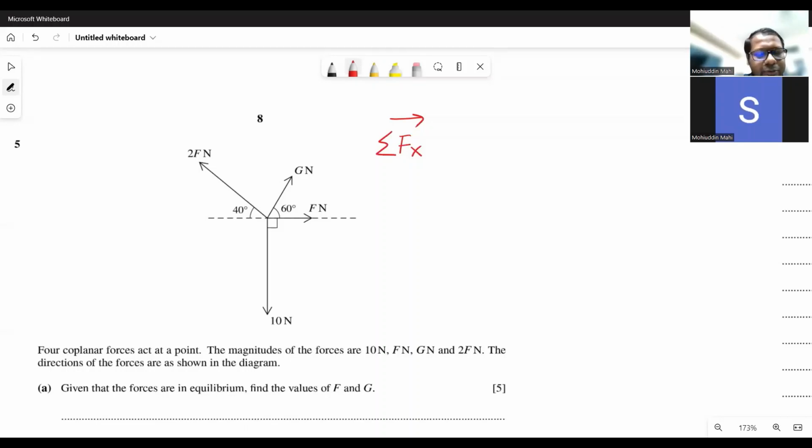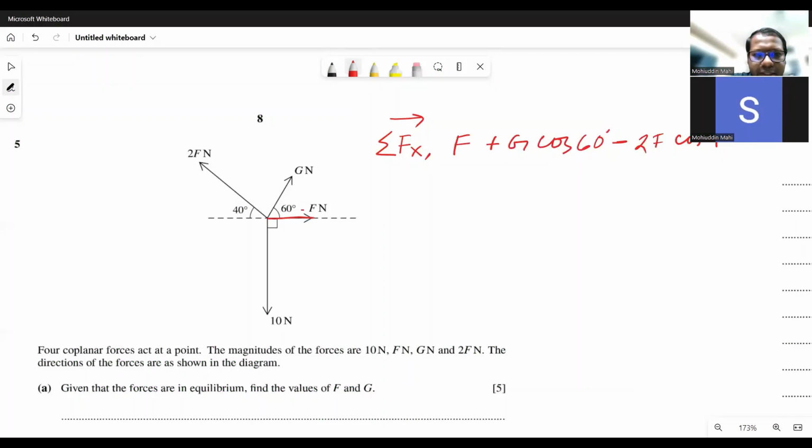So at first, let's find out all the components in X direction. So it's going to be F plus G cos 60 minus twice F cos 40 equals 0.